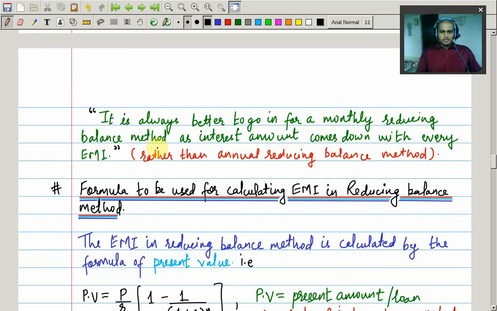So here I have one more. Okay, it is always better to go in for a monthly reducing balance method, as the interest amount comes down with every EMI, rather than the annual reducing balance method.